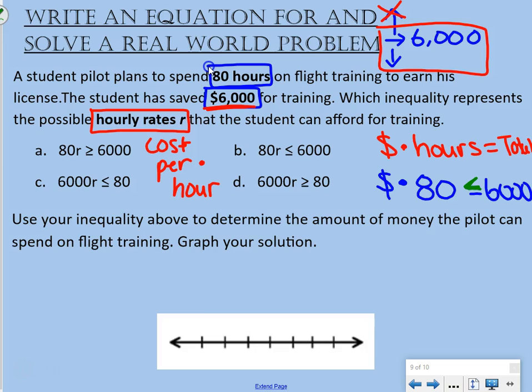So let's find the inequality that matches that. Well, we know we're not doing 6,000 times our hourly rate, so we're going to cross these two off. Now we need to figure out which one matches our rate. Do we want a greater than or equal to sign, or do we want a less than or equal to sign? Well, in our inequality that they rewrote, we wanted less than or equal to, so our answer is going to be B.